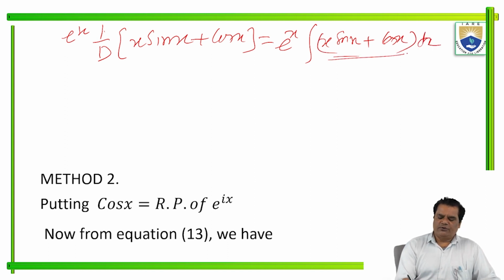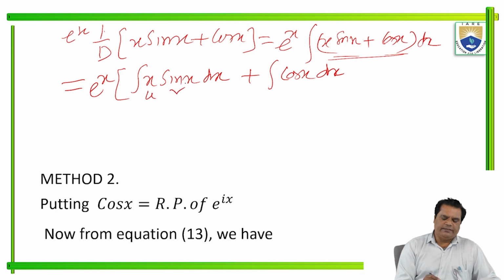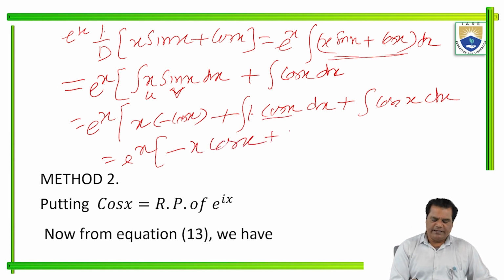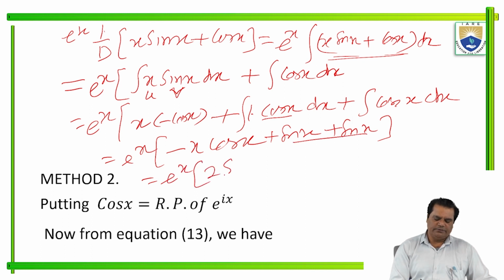So here again apply the product rule. So e to the power x, e to the power x here. Now integrating x sin x dx and plus integrating cos x dx. Now here apply the UV method. This x is constant, integration of sin x means minus cos x, and minus, differential of x is 1 and plus cos x dx. Again integrating here, so plus integration of cos x dx. So now e to the power x in bracket minus x cos x, integration of cos x is sin x, plus sin x, and here plus sin x. So here e to the power x times 2 sin x minus x cos x. So this is the answer, the particular integral.